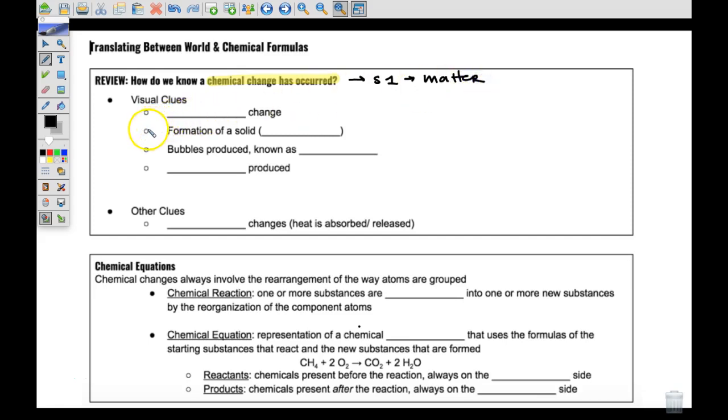One of the things we can actually see when a chemical change has occurred is that there's a change in color. So for example, we can start with clear liquids and make white solids or make blue solids. And these solids are known as precipitates.